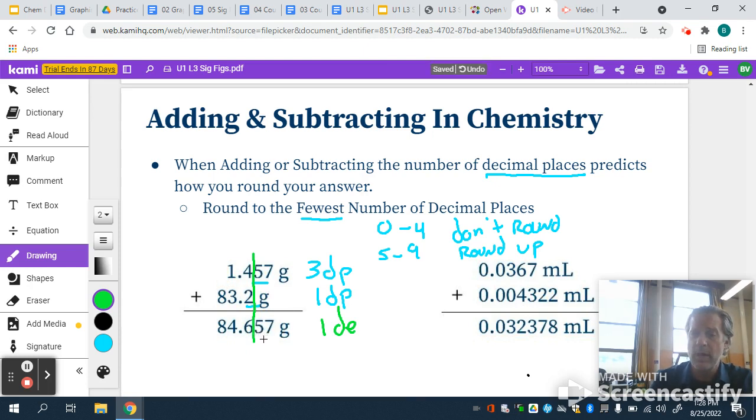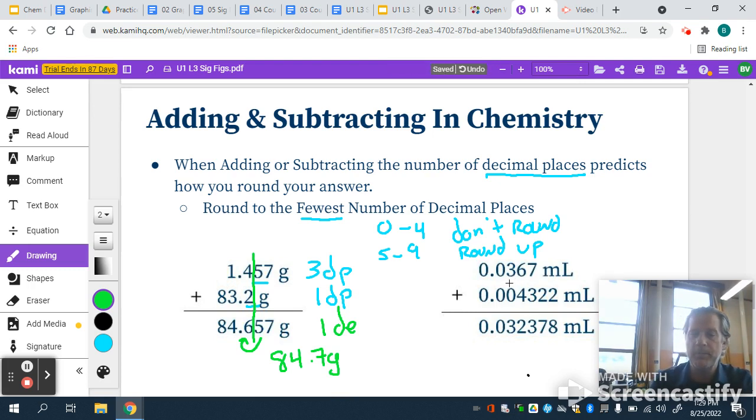Now, it looks like I could just write 84.6, but now we need to assess rounding. So this 5 right here is in the 5 to 9 zone, so that will round that 6 up. So my final answer here is going to be 84.7 grams.